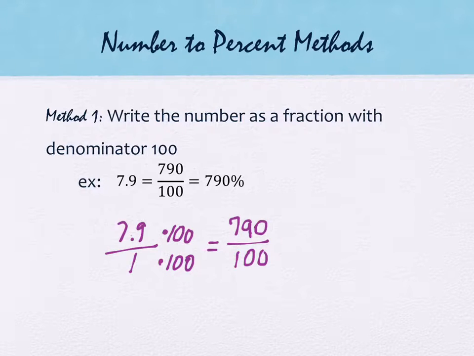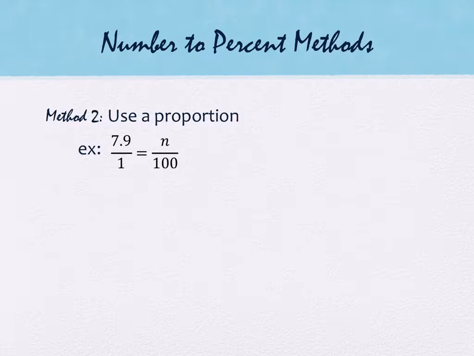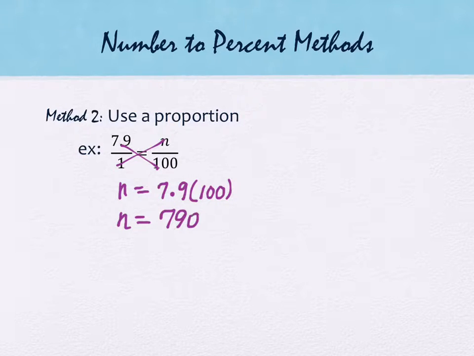The second way is to use proportions. Proportions work very nicely when you're dealing with a fraction into percent. I'm using 7.9 in all my examples, but if you had the number 7.9 over 1 and you did it in proportion form, you can set that equal to n over 100, and then you can cross multiply. So this is n equals 7.9 times 100, which would end up giving you 790%.